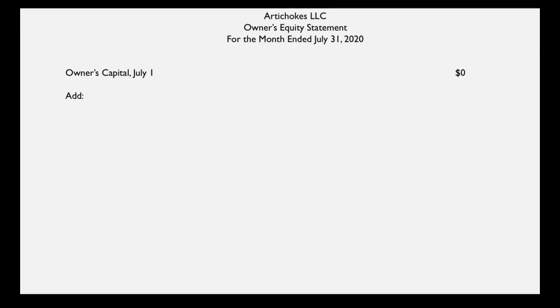Then we think about, okay, what are we going to add? Well, there's two different things that you can add on an owner's equity statement. You can add investments and you can add net income. And in this case, we had both. We had that $30,000 investment that we journalized back at the very beginning. And then we also had that $13,000 net income that we just found on our income statement. So we're going to list those in the middle, and then we need to add them together, and we'll put that 43,000 over on the far right.